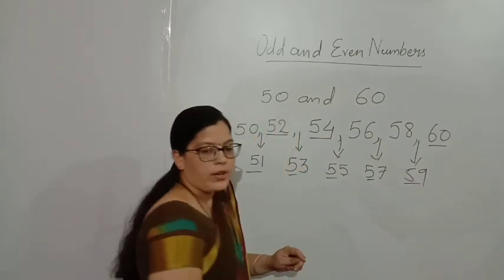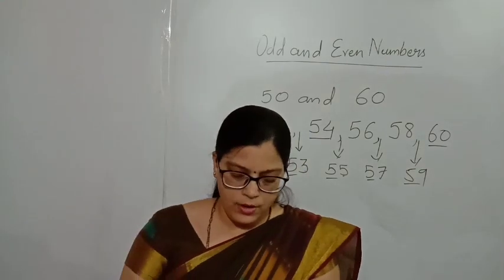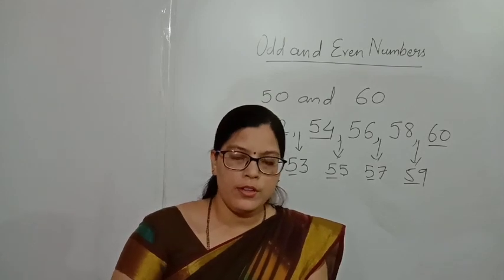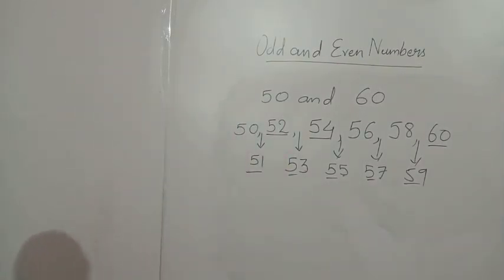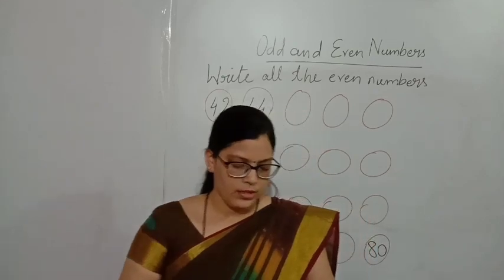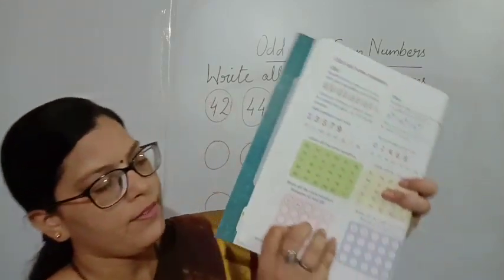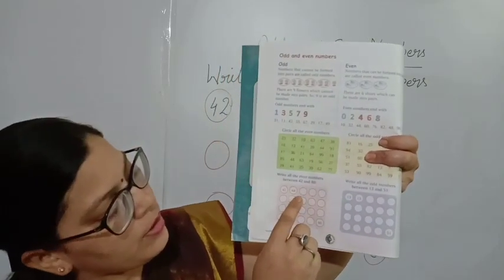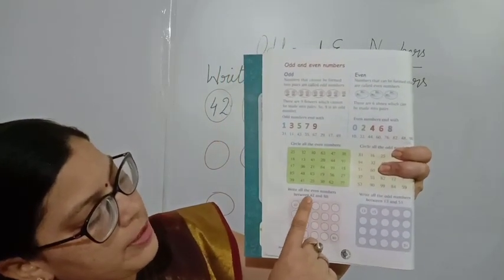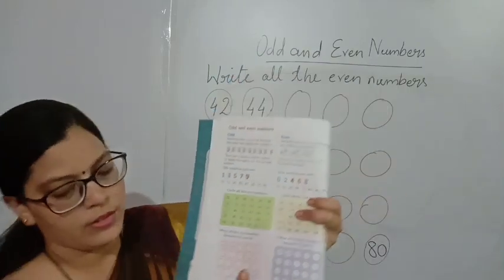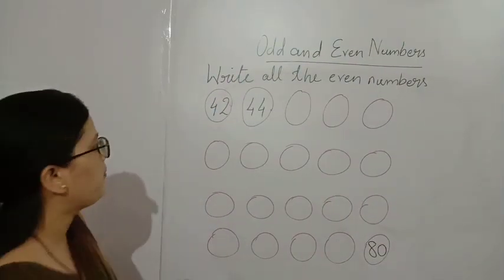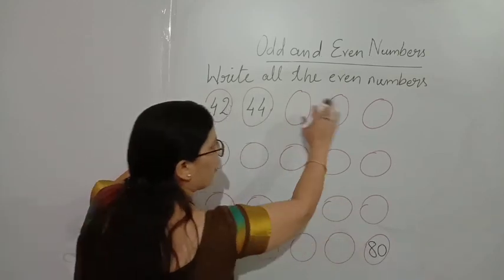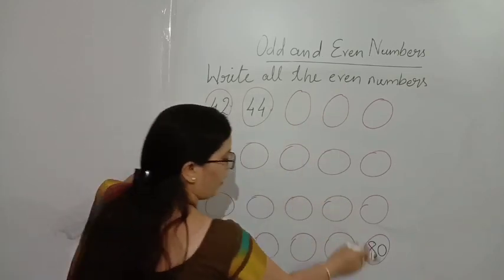Now let us do an exercise given on page number 12. So open page number 12 of your book. I'm doing the first question on the board. Write all the even numbers between 42 and 80. Now see here, the first two numbers are written from 42 to 80. You have to write all even numbers between 42 and 80.